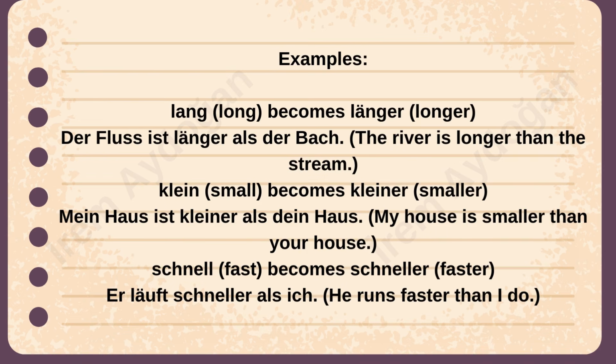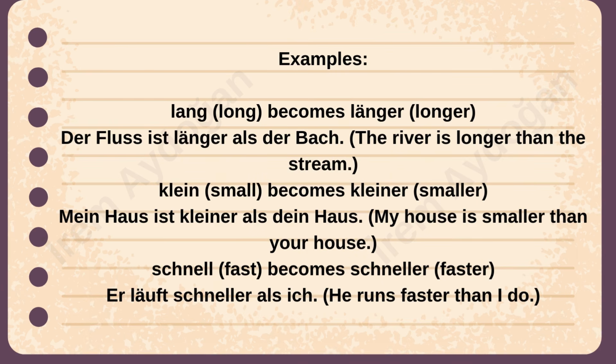Schnell means fast and it becomes schneller, I mean faster. Er läuft schneller als ich. He runs faster than I do. So in comparative, we add er to the end of the adjective and we use als to compare two things.